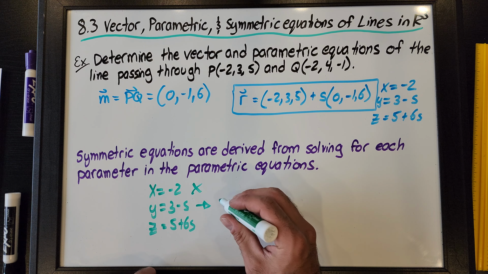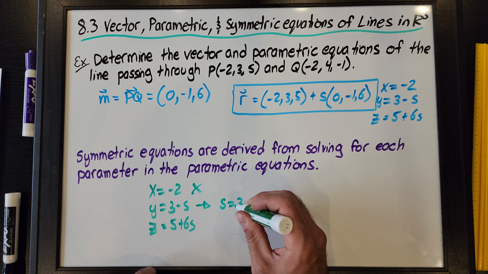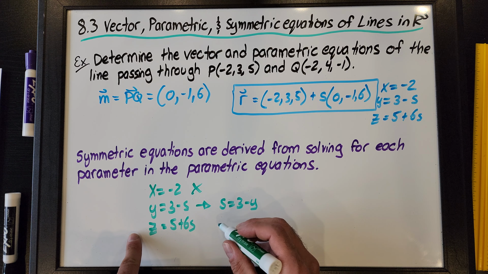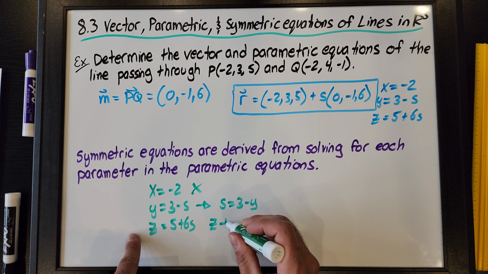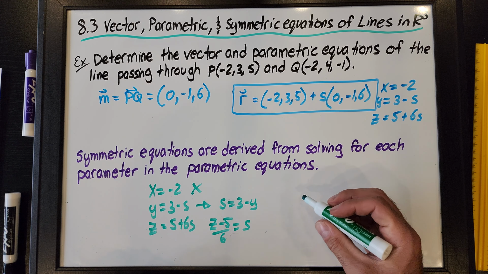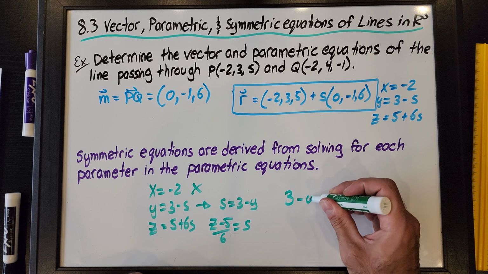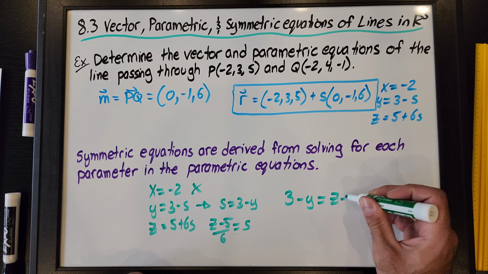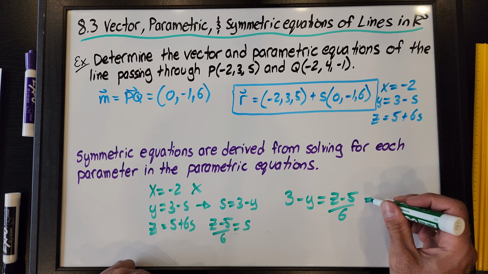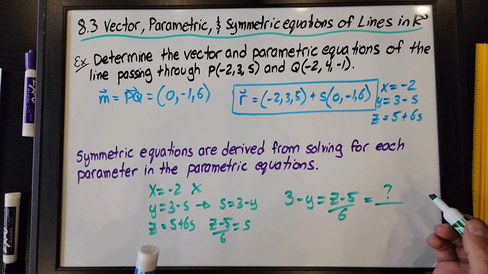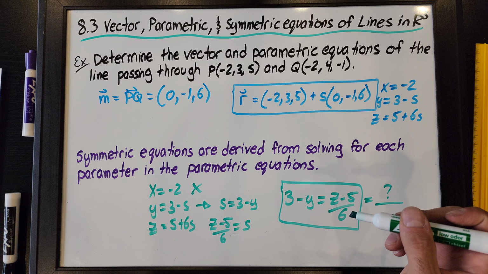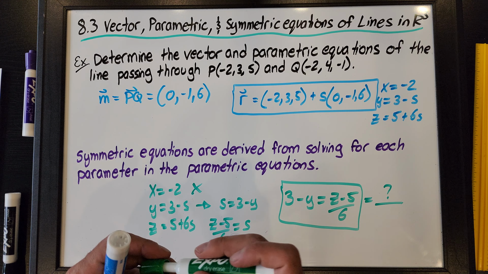I'm going to bring over the s and the y, so s equals 3 minus y. Over here, I'm going to leave the s, bring the 5 over, so I'm going to get z minus 5 over 6 is equal to s. And my symmetric equations are just 3 minus y is equal to z minus 5 over 6. If I had an x value, I'd set it equal to over here, but I don't have one. So these are my symmetric equations for this example. Okay, pretty straightforward.